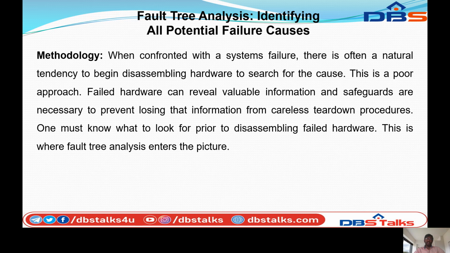When confronted with a system failure, there is often a natural tendency to begin disassembling hardware to search for the cause. This is a poor approach. Failed hardware can reveal valuable information, and safeguards are necessary to prevent losing that information from careless teardown procedures. One must know what to look for prior to disassembling failed hardware. This is where fault tree analysis enters the picture.